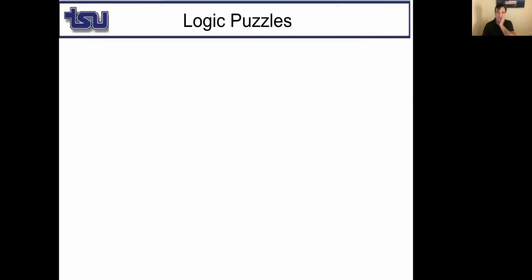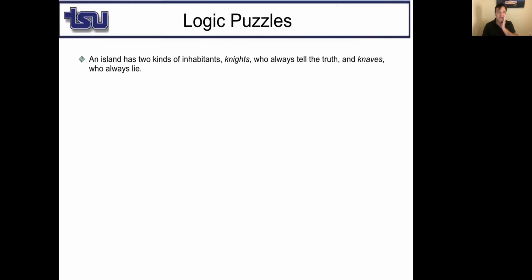Okay, this is the fun part of discrete math. Let's see if we will be able to solve this puzzle. Assume we have an island, and on this island we have two kinds of residents: knights, who always tell the truth, or knaves, who always lie. Each person on the island always tells the truth or always lies. You cannot have a person who sometimes tells the truth and sometimes lies.